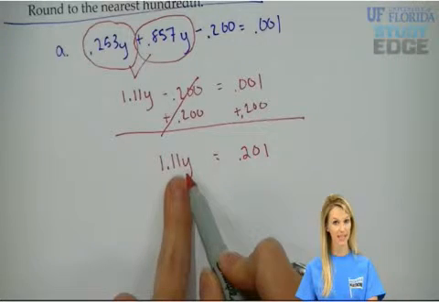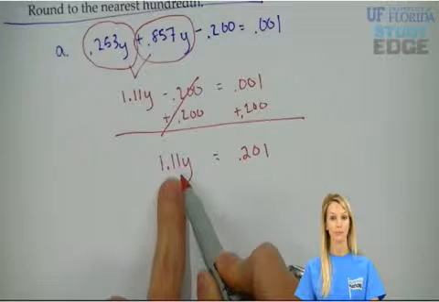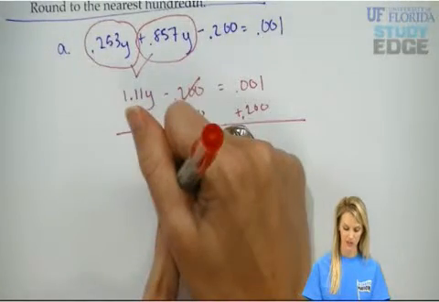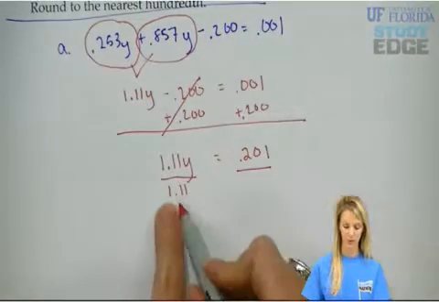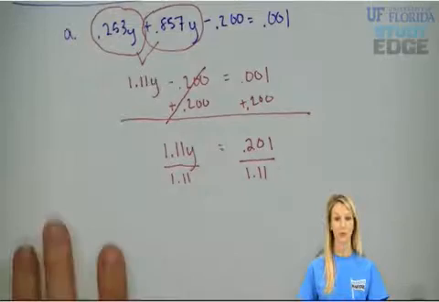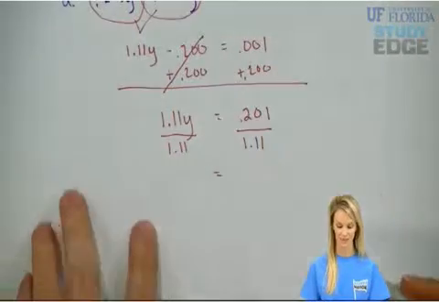What's keeping y from being by itself? It's being multiplied by 1.11. Well, what's the inverse of multiplication? Division. I need to divide. Whatever I do to one side, I have to do to the other. So I'm going to divide each side by 1.11. Let's see what that gives me.